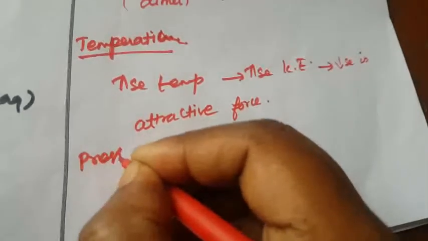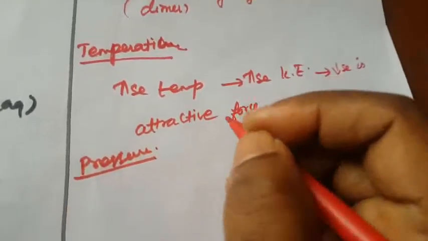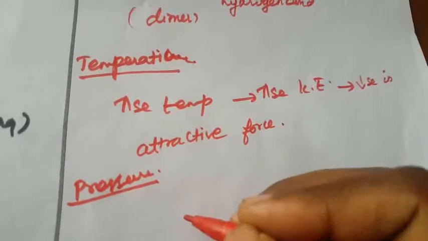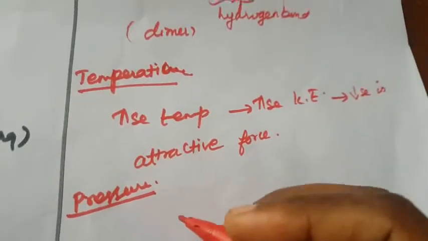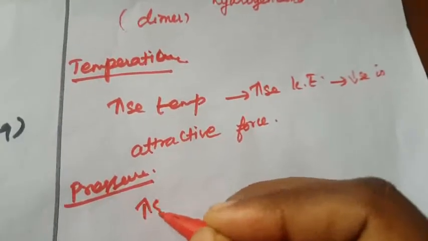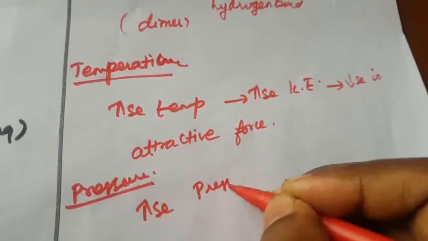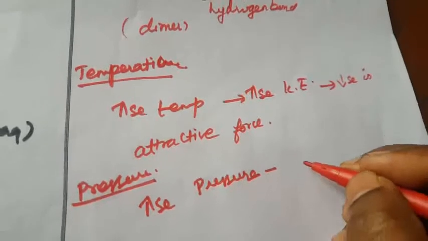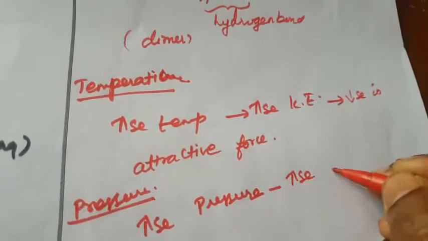Next one is pressure. What is meant by pressure? At a high pressure, the molecules tend to stay close to each other, so there is an increase in their intermolecular attraction.